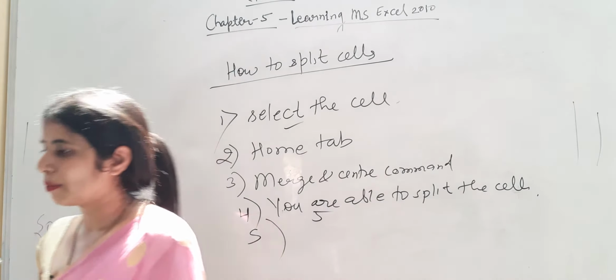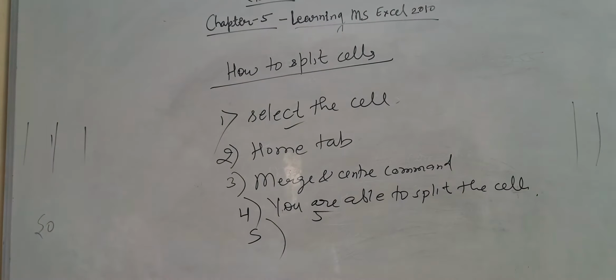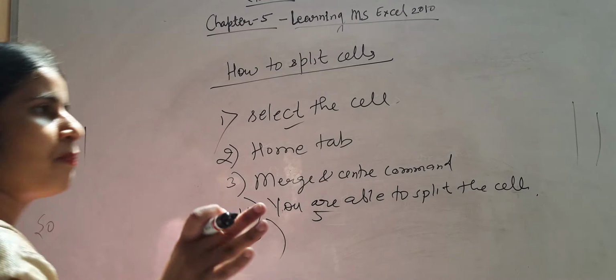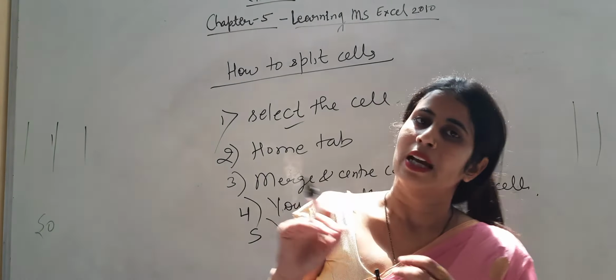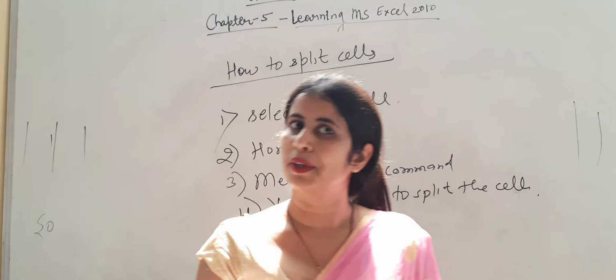The steps are similar. If you want to merge the cells, you have to select a number of cells. Why a number of cells? Because for merging we need more than one cell. And the steps are: select them, then click on the Home tab, then the Merge and Center command, so you are able to merge it.